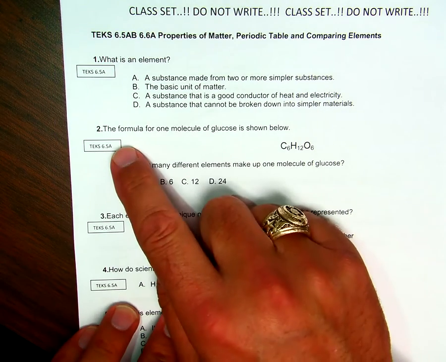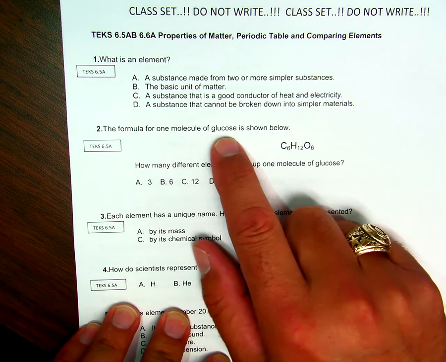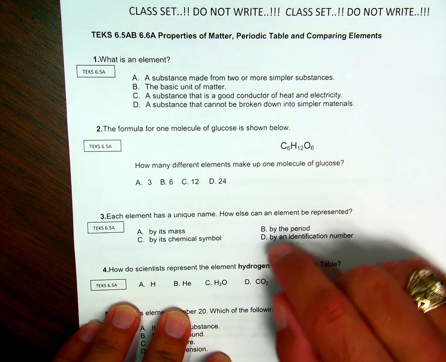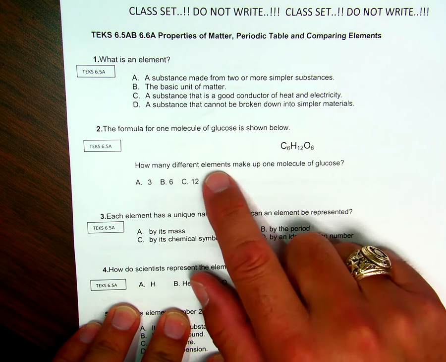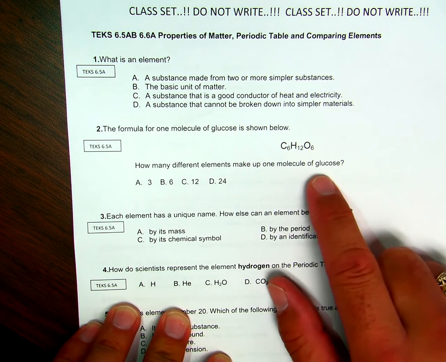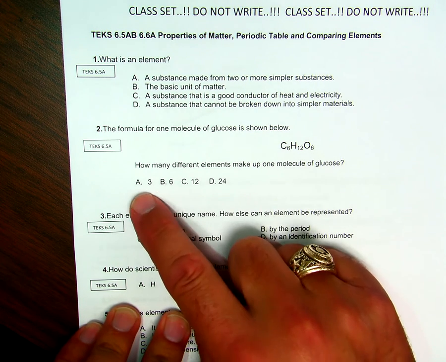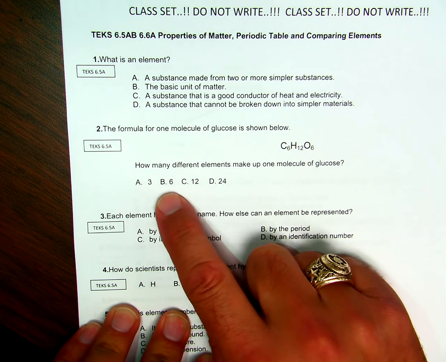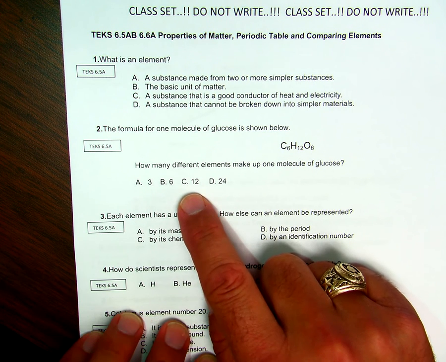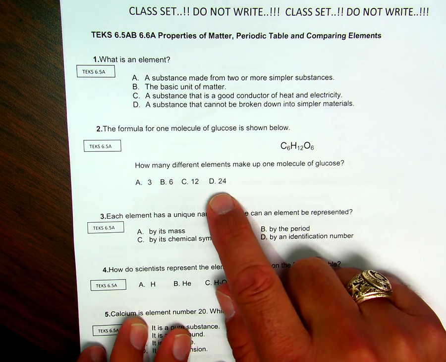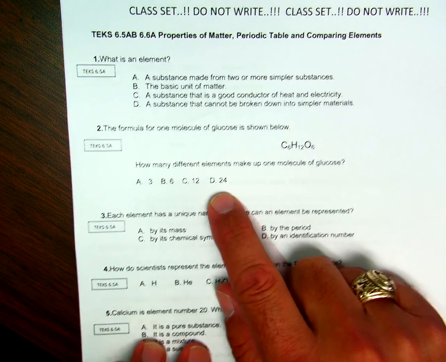Number two, the formula for one molecule of glucose is shown below, C6H12O6. How many different elements make up one molecule of glucose? Is it A, 3 elements, B, 6 elements, C, 12 elements, or D, 24 elements?